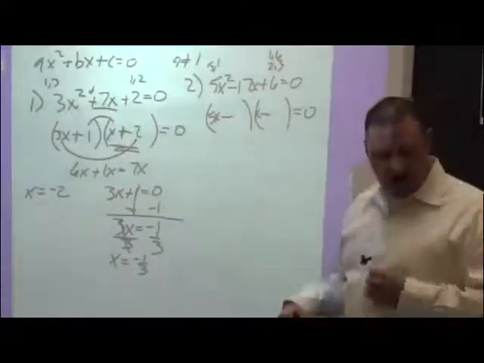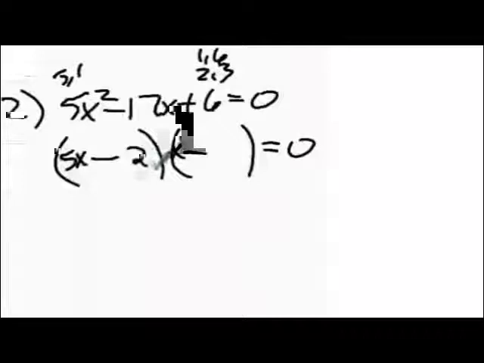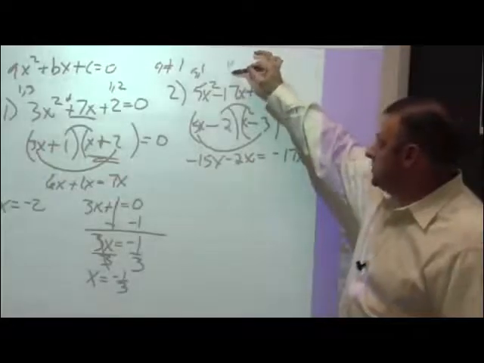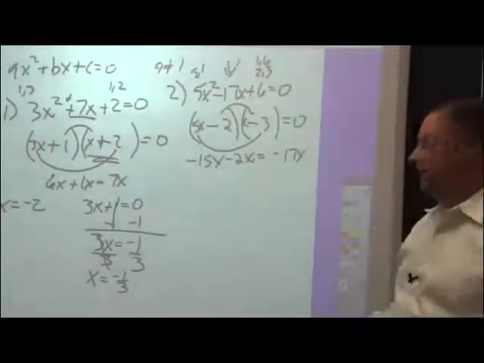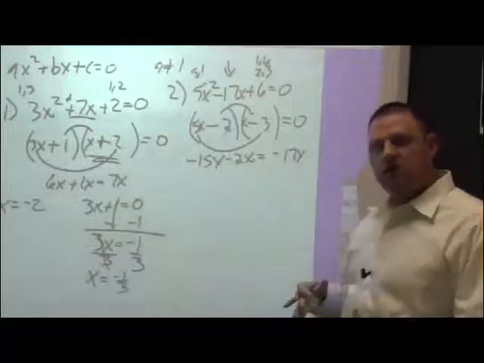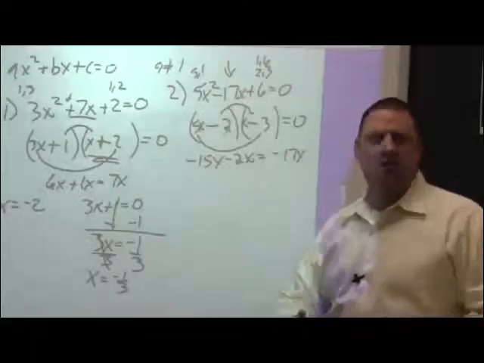So let's just throw them out there. Let's put a 2 here and a 3 here. Now we got to do a FOIL. So we're going to do 5x times negative 3. That's negative 15x. And then we're going to take the negative 2 times the x, and that's going to give us negative 2x. When you combine those two, that gives you negative 17x. That tells you we did it right, because we got the middle term. If you would have had the 3 here and the 2 here, you would not have gotten negative 17x. So it's trial and error. It's a guess and check situation.